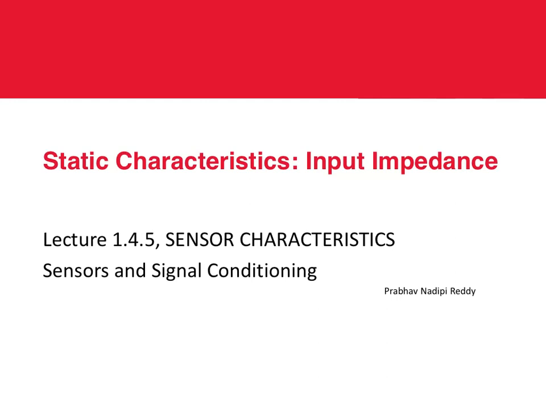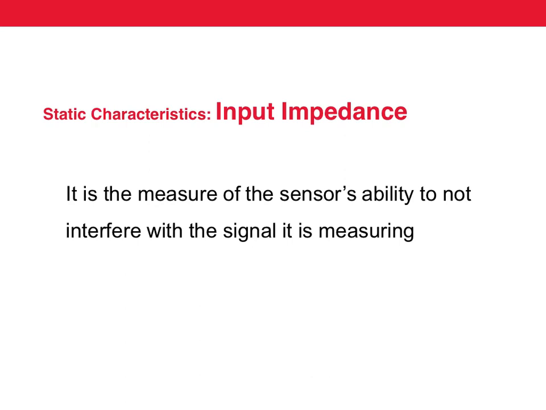We are talking about sensor characteristics, and we are specifically looking at static characteristics. In this part, let's look at what we mean by input impedance of sensors. The idea of input impedance is an extension of the idea of input and output impedances from electronics. Input impedance relates to the idea of the sensor influencing the measurement that we are trying to make. We talked about this when we discussed the characteristics of a good sensor. So input impedance is the measure of the sensor's ability not to interfere with the signal that it is measuring.